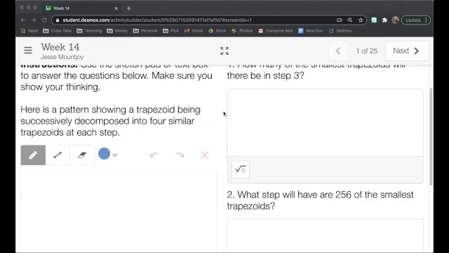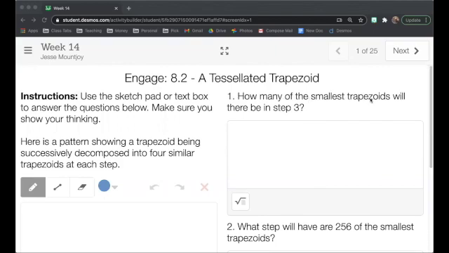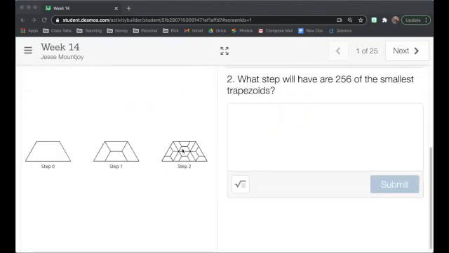So we want to know how many of the smallest trapezoids will there be in step 3, so the step after step 2. And then what step will you have 256 of these trapezoids, of the smallest ones? So for example, if I count this one, 1, 2, 3, 4, there's 4 small trapezoids in this one. We want to know when is there going to be 256 of these small trapezoids. Pause the video right now and then do these two questions and come back when you're done.